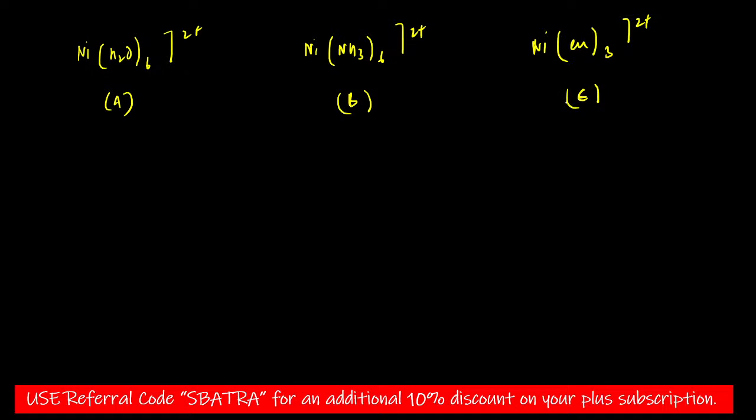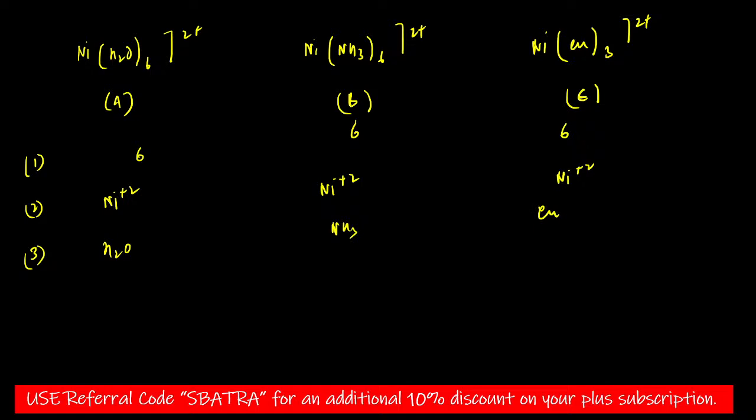So we have these 3 complexes A, B and C. Now the first thing is the coordination number. We have to go step by step. So the coordination number is 6, 6 and 6. Second step is the metal and oxidation state, Ni plus 2, Ni plus 2, Ni plus 2. So the coordination number is the same, and the metal and oxidation state are also the same. Now the next thing is the strength of ligands. So this is H2O, this is ammonia and this is ethylene diamine.